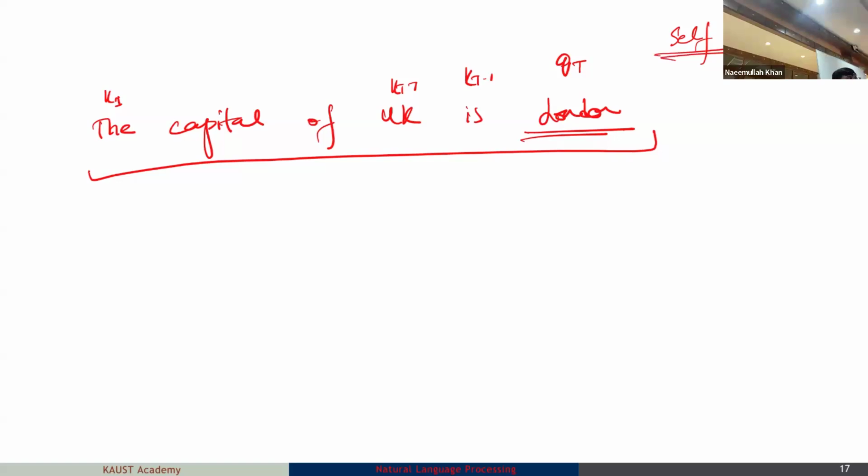Okay. What would be cross-attention? For example, when you have two sequences where you have to set up attention between them, for example, language translation. Okay. So how would we say the capital of UK is London in Arabic? عاصمة المملكة المتحدة. It's not very good Arabic, but you get the point.